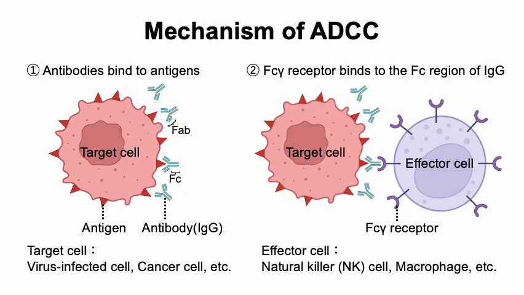Next, the effector cell approaches. Effector cells include natural killer cells or macrophages. These effector cells have a special receptor called the Fc gamma receptor. This receptor binds to the Fc region of the IgG antibody. Essentially, the antibody acts as a bridge connecting the target cell and the effector cell.